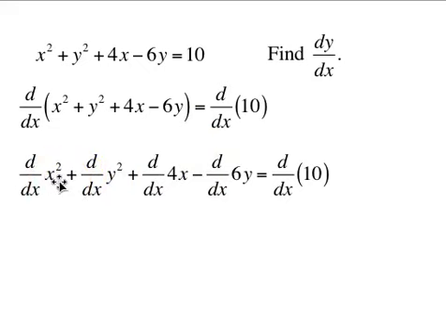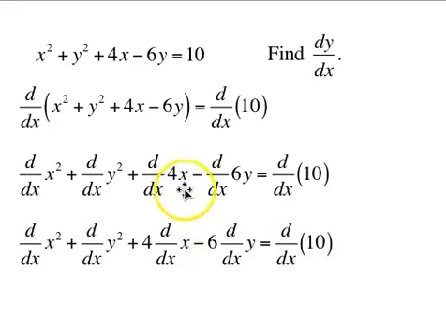Derivative with respect to x of x squared is 2x, we know that. The derivative with respect to x of 4x is 4, we know that. The derivative with respect to x of 10 is 0, we know that. This is going to require a little bit of work. But the first thing I did is I just pulled the 4 out. So this is 4 times the derivative with respect to x of x minus 6 times the derivative with respect to x of y.